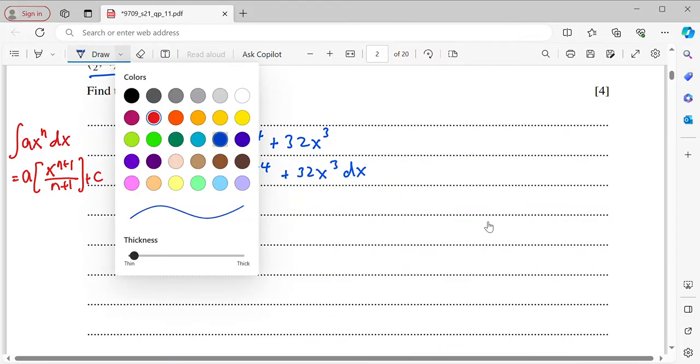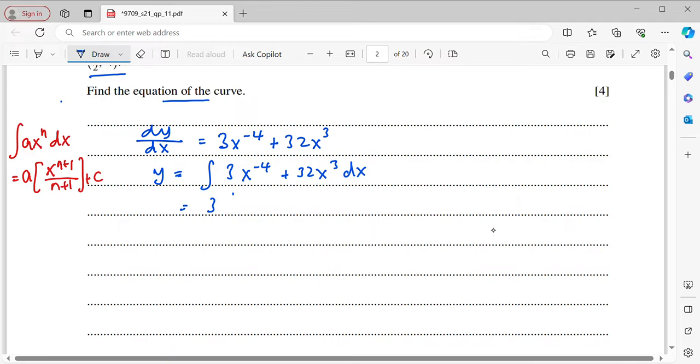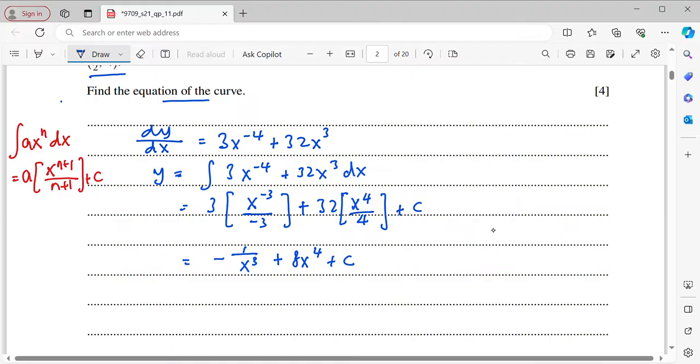That means this is going to be 3, then x to the power of minus 4 plus 1 is minus 3, over minus 3. Plus 32, x cubed becomes x to the power of 4 over 4, then plus c. Now simplify, it will be negative 1 over x cubed because the x with power negative 3, you can move it down. And then 32 over 4 is basically 8, so it will be 8x to the power of 4 plus c. This is your general equation of the curve.